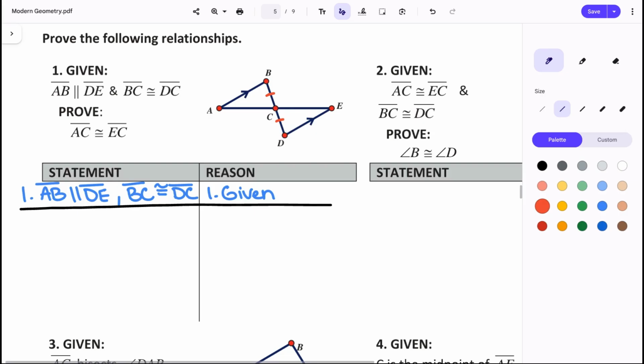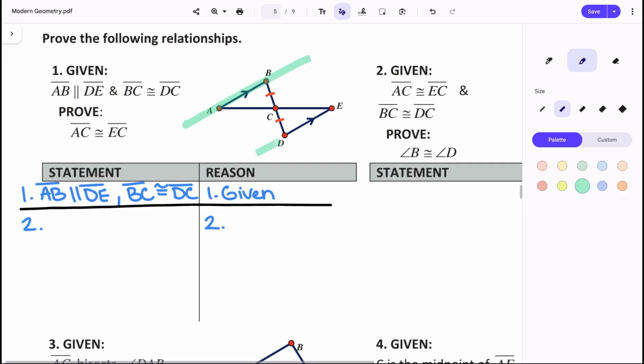All right, now we need to start looking for other things. What do you guys want to use? Alternate interior? Because we have parallel lines. So again, if you need to do this from yesterday, these are my parallel lines. And then we're looking for a transversal. Where's the transversal at?